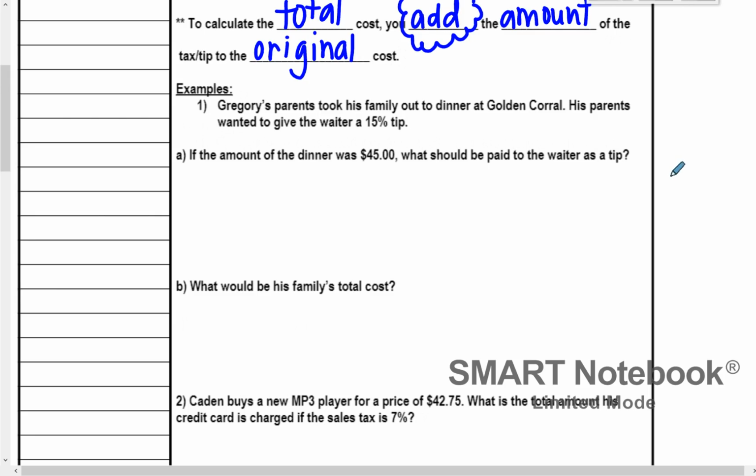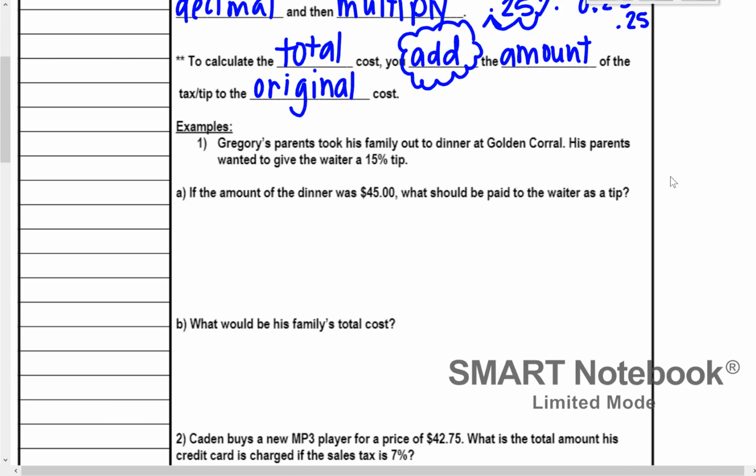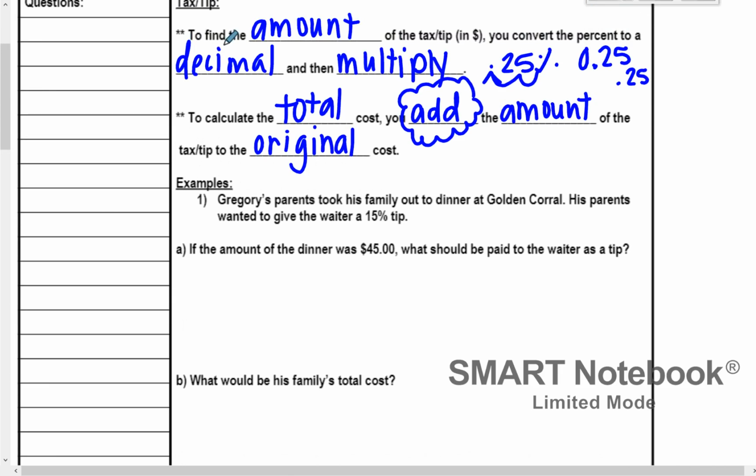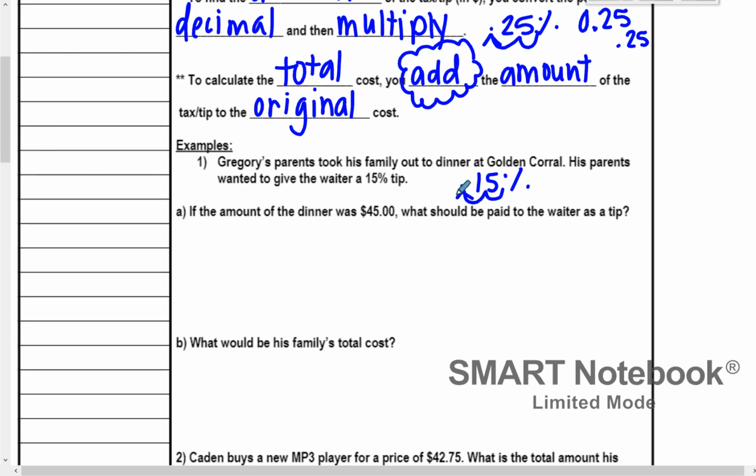Gregory's parents took his family out to dinner at Golden Corral. His parents wanted to give the waiter a 15% tip. If the amount of the dinner was $45, what should be paid to the waiter as a tip? All right, so our very first thing we want to do is find the amount of the tax and tip. So we're going to convert that 15% to a decimal. Decimal comes after the 5, move it to the left. This becomes 0.15.